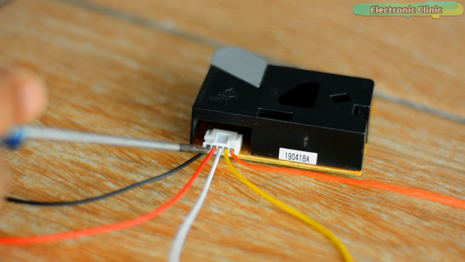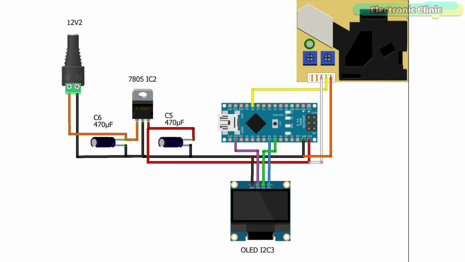Now let's take a look at the circuit diagram. Connect pin 3 of the DSM501A dust sensor with the Arduino 5 volts. Connect pin 4 of the dust sensor with the Arduino pin 8. Pin 4 of the dust sensor is the VOUT1 output. Finally, connect pin number 5 of the dust sensor with the Arduino ground.